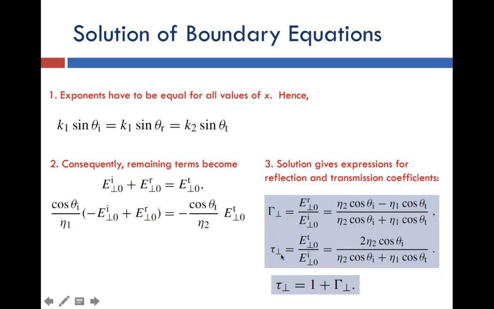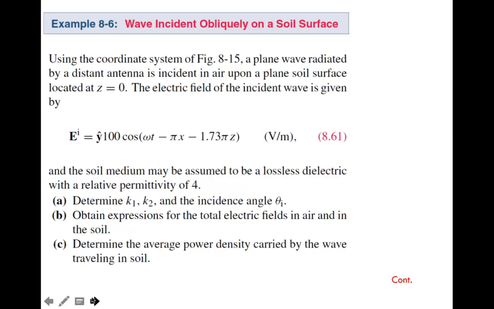So that is basically reflection and transmission of perpendicular polarization. If we want to look at an example, coordinate system being the same, we have a plane wave that's radiated by a distant antenna, incident from air upon a plane soil surface at z = 0. The electric field is given as follows. You can see we have an X and a Z component to the propagation, so this is coming in at an oblique angle.